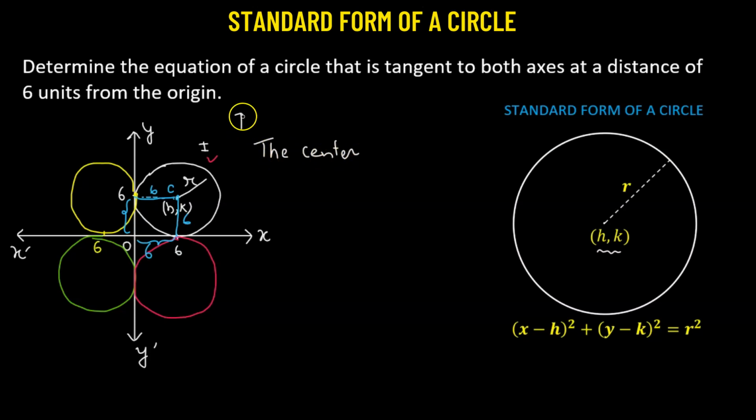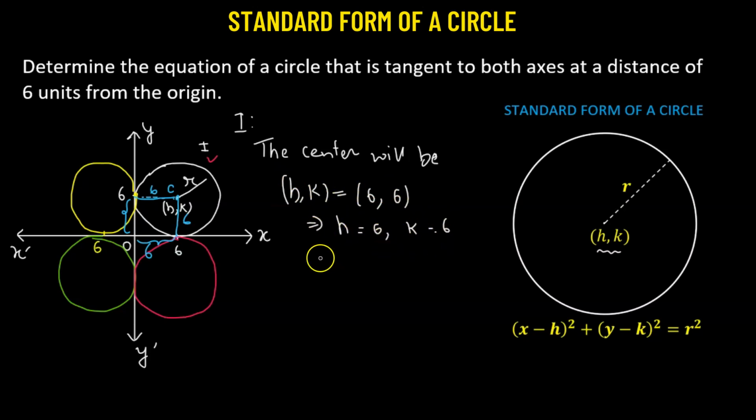So that means the coordinate of the center, we are in region number 1, the center will be, we know that we need h, k, that's the coordinate. So this is nothing but 6, 6, which tells us that the value of h will be 6 and the value of k will be 6. Also, we have defined the radius, so our radius comes out to be 6 units as well.